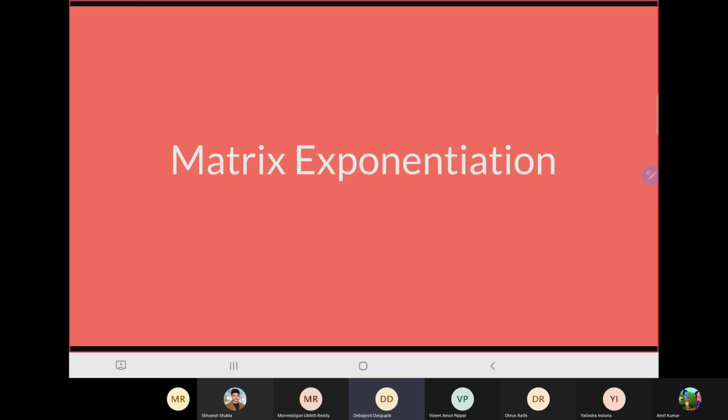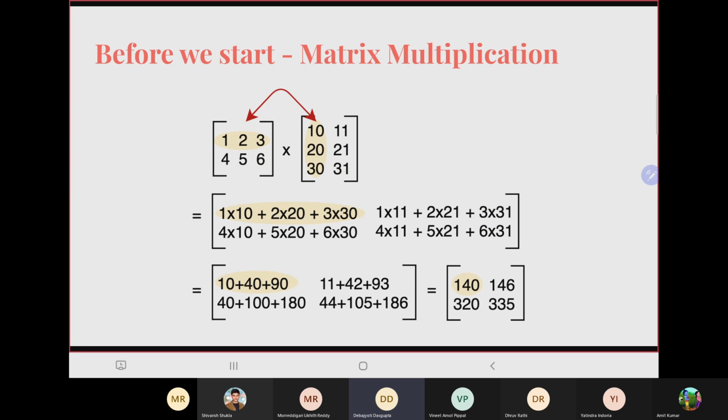First, we will look at what matrix multiplication is. I found that this example is complete, so if I explain this, you will understand. If you are multiplying two matrices, say of dimension 2 cross 3, the first matrix, that is 1, 2, 3, 4, 5, 6, is of dimension 2 cross 3: 2 rows, 3 columns.